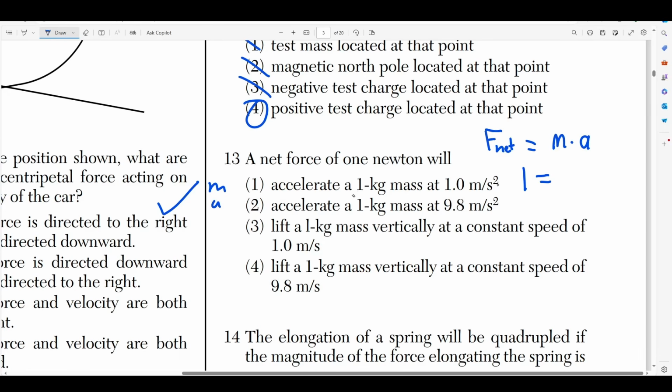Will it accelerate a 1 kilogram mass at 1 meters per second? Well, our mass has to be 1 kilogram multiplied by 1 meters per second, which is our acceleration, right? It's accelerating it at 1 meters per second. So is 1 equal to 1 times 1? Yeah, so choice 1 has to be our correct answer. 2 is wrong because 1 times 9.8 is equal to 9.8. Lift a 1 kilogram mass vertically at a constant speed of 1 meters per second. This would have to do with work, right? Not net force. Same thing with 4.